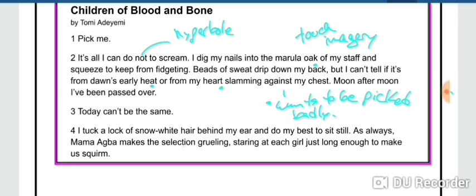I tuck a lock of snow white hair behind my ear and do my best to be still. As always, Mama Agba makes the selection grueling. It's a good word. Touch imagery, because it's very difficult, like exhausting. Staring at each girl just long enough to make us squirm.